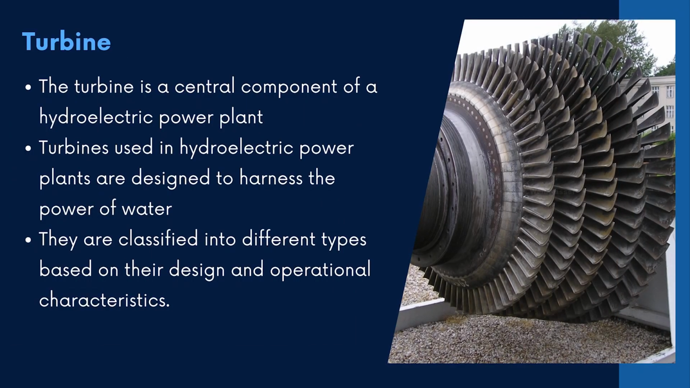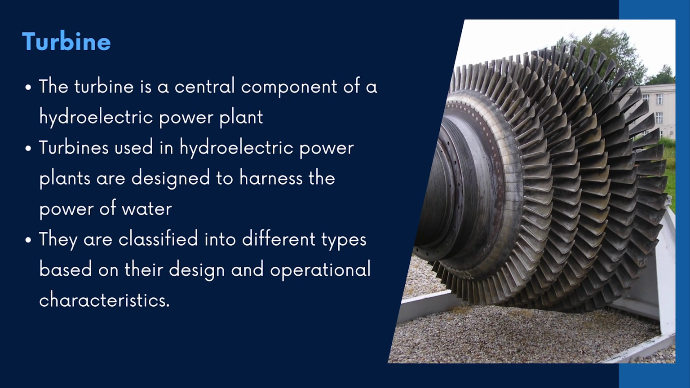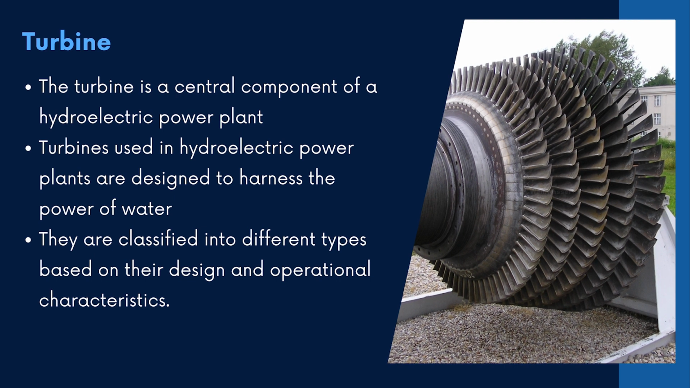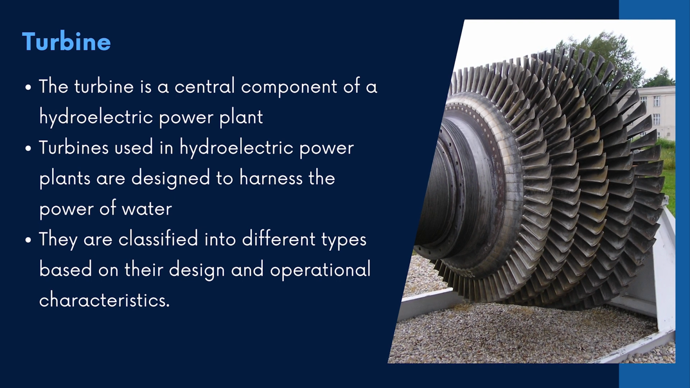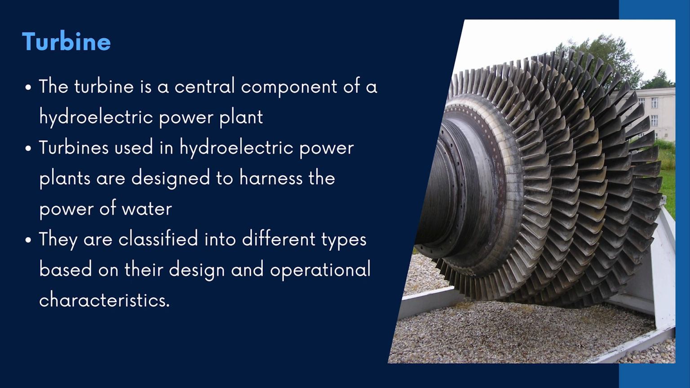So, the turbine is the central component of a hydroelectric power plant and plays a key role in converting the kinetic energy of flowing or falling water into mechanical energy, which is then used to generate electricity. Turbines used in hydroelectric power plants are specifically designed to harness the power of water and are classified into different types based on their designs and operational characteristics. The most common type of turbine used in hydroelectric power projects is the water turbine or hydraulic turbine.